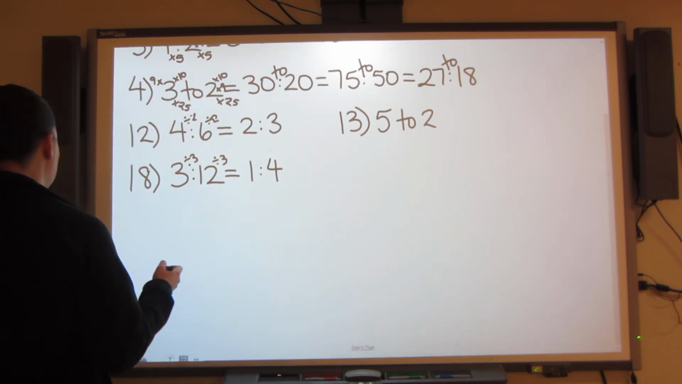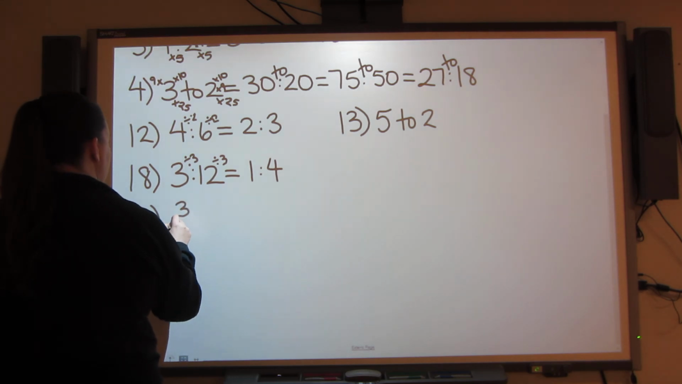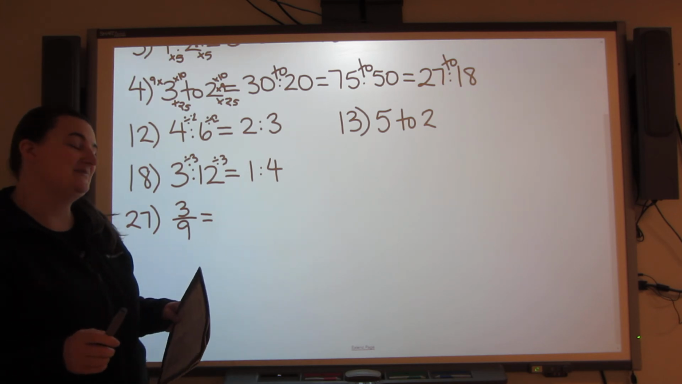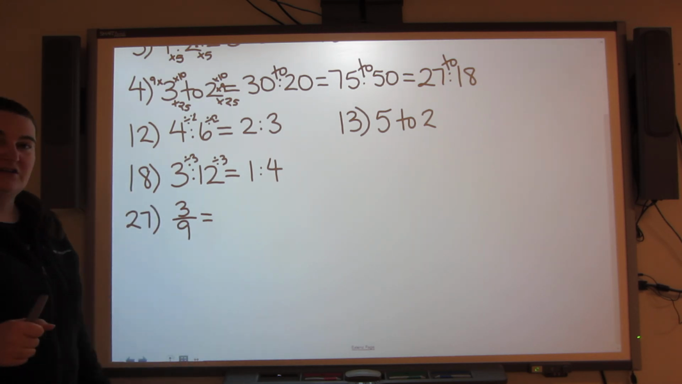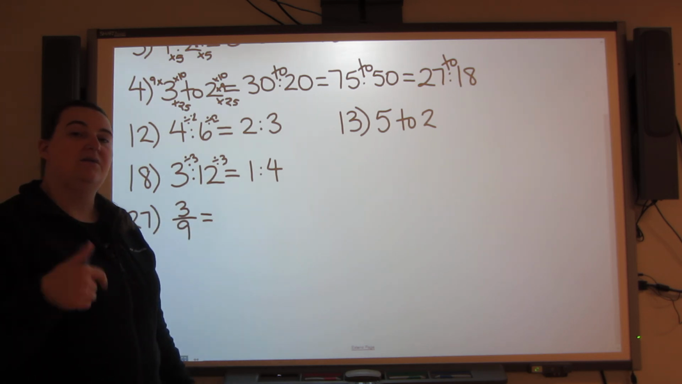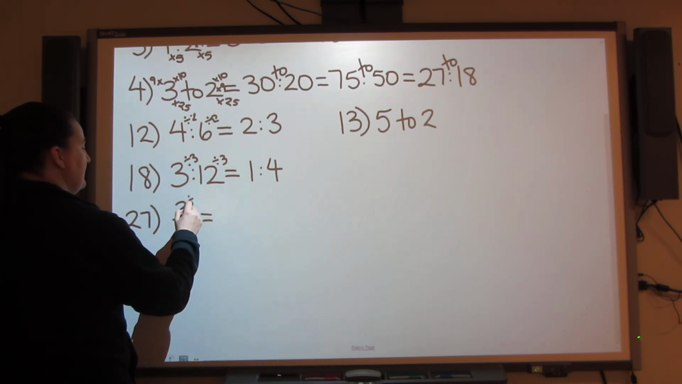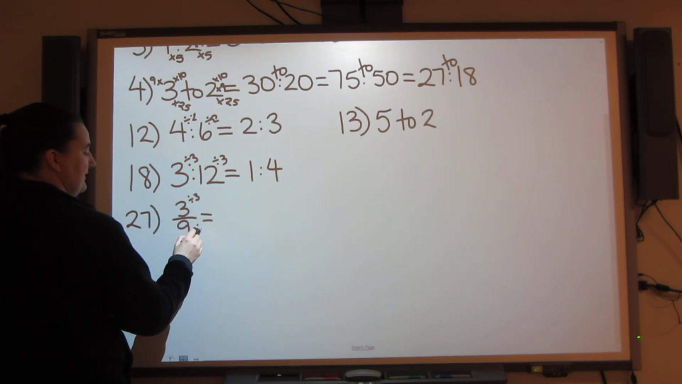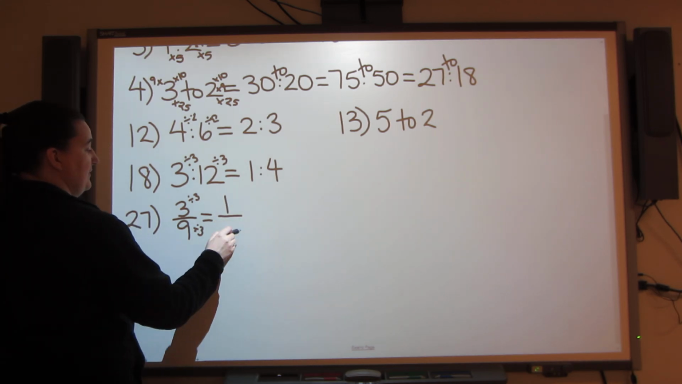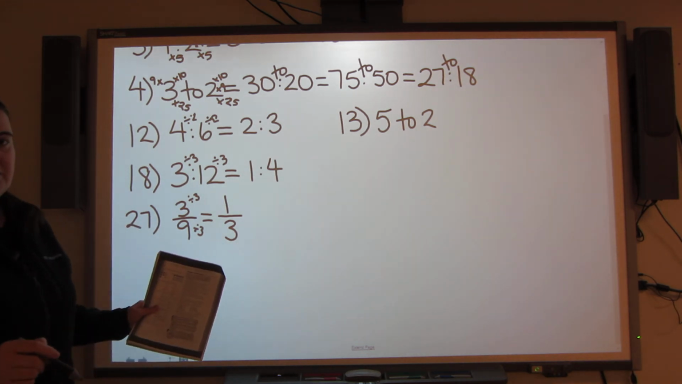So let's start with number 27. So 27, I have 3 over 9. It's already a fraction, so I don't have to do anything except find lowest terms. All the numbers that I can divide into 3, 1 and 3. All the numbers that I can divide into 9, 1, 3, and 9. So the biggest number they have that's the same is 3. 3 divided by 3 is 1. And 9 divided by 3 is 3. So there's my fraction, lowest terms.